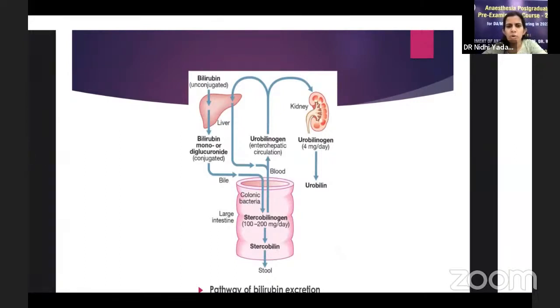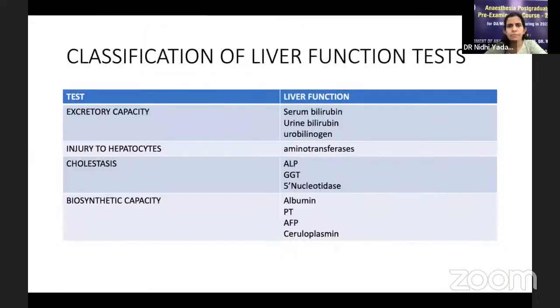This bilirubin mono and diglucuronide then, through the bile and the bile ducts, reaches the intestine, where by the action of colonic bacteria, the glucuronide base is removed and it is converted into urobilinogen and stercobilinogen. Some of this urobilinogen is then reabsorbed again, and through the portal vein, it goes back into the liver and then is further excreted into the kidneys, where it forms urobilin. This going back of urobilinogen from the intestine to the liver, then its further metabolism, is known as enterohepatic circulation.